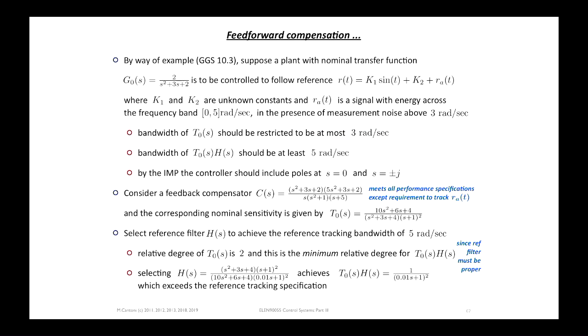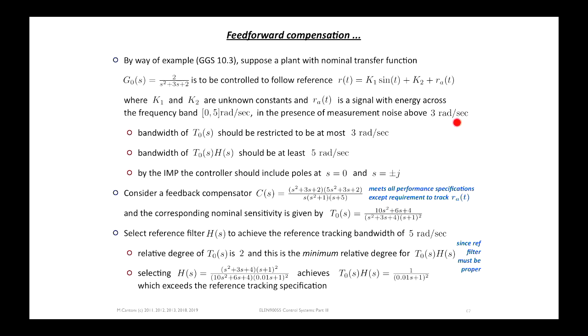We're trying to track this reference when we're using a sensor that introduces measurement noise above 3 radians per second. And here's an example of where we can't split the competing objectives across frequency, in the sense that we want to be able to track up to 5 radians per second. So we want the complementary sensitivity function to be close to 1, all the way up to 5 radians per second, and preferably a bit further along.